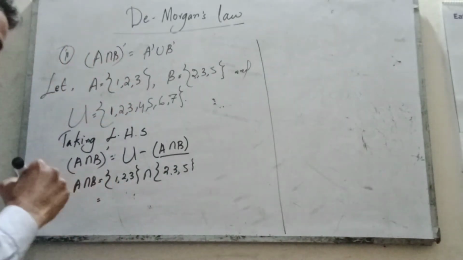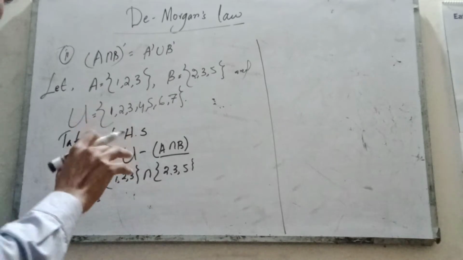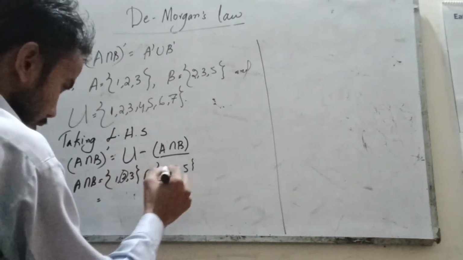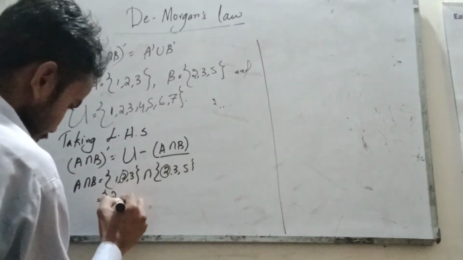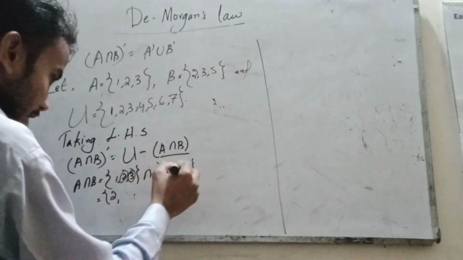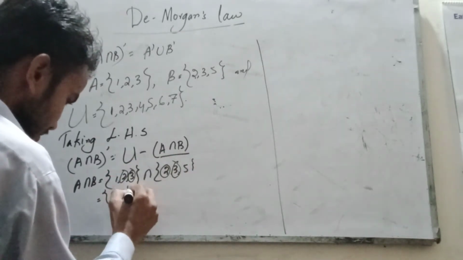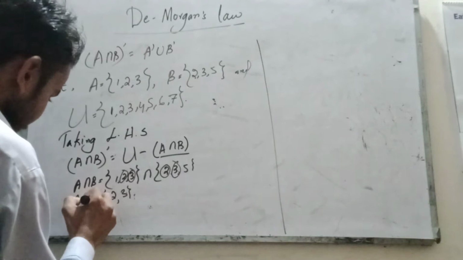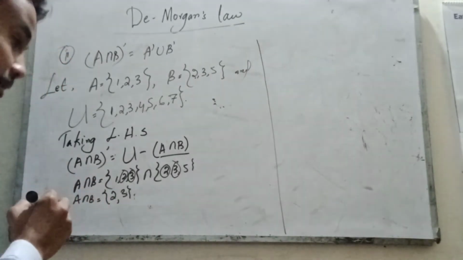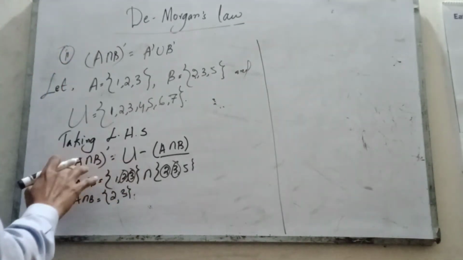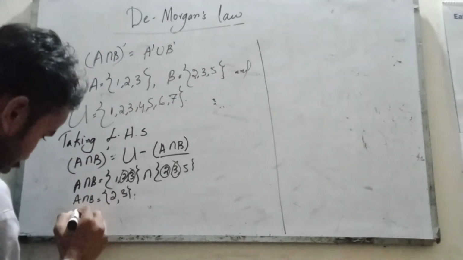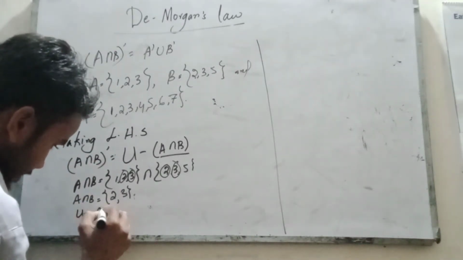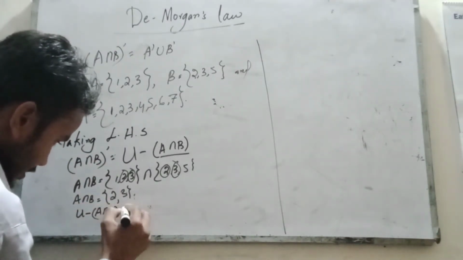So in intersection what we do, just take the common values. So 2 is common in both sets and 3 is also common in both sets. So this is the A intersection B. Now we have to find the complement of A intersection B. So what we do, universal minus A intersection B.